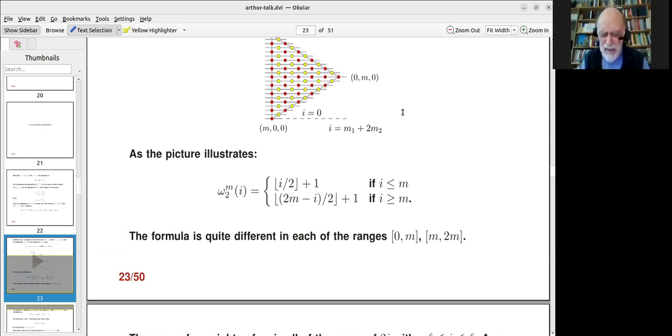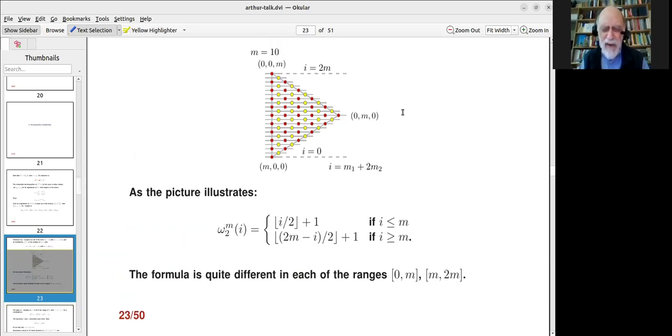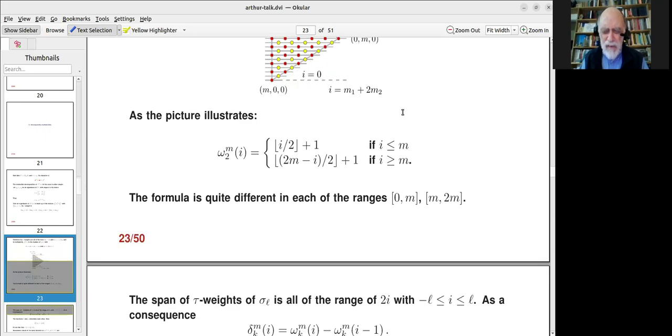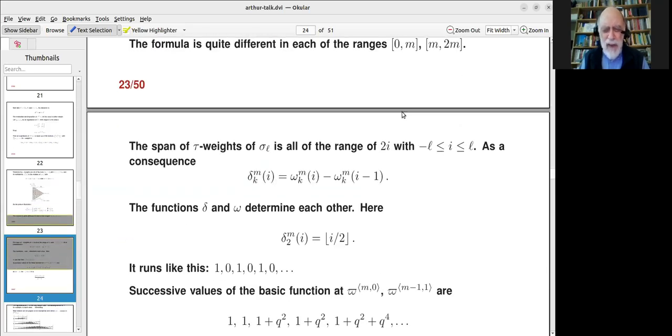So the basic idea, which repeats itself throughout the whole theory here, is that weight multiplicities are calculated in certain ranges. And the formula in different ranges is rather simple and changes drastically from one range to the next. So here it's just 2 ranges, and that's very simple. In general, there'll be a large number of ranges, and the formula changes quite drastically as you go along. So the formula is very different in each of the ranges here, 0 to M and M to 2M. And so the span of the tau weights is all of the range minus L to L in steps of 2.